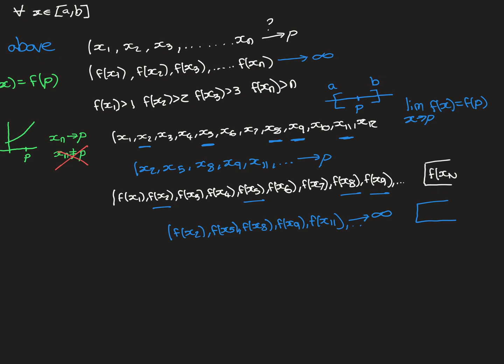But that means that the image sequence of our sequence that's converging to p in the domain should converge to f of p. So this sequence here, f of x2, f of x5, f of x8, f of x9, etc., should be converging to f of p, but it's not. It's tending to infinity, and that's where we have a contradiction. So we have contradicted the function being continuous at the point p.